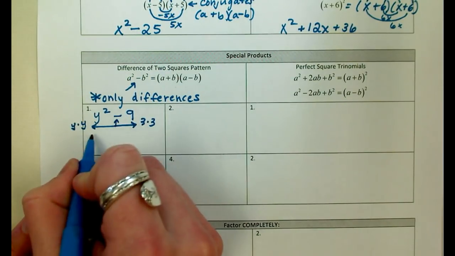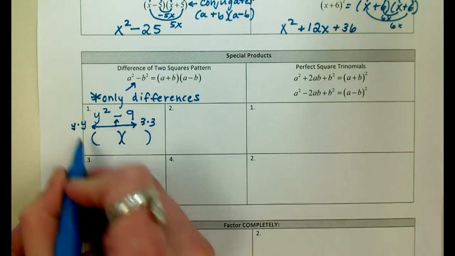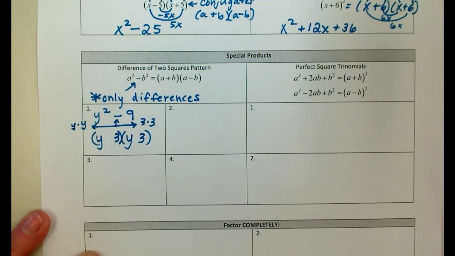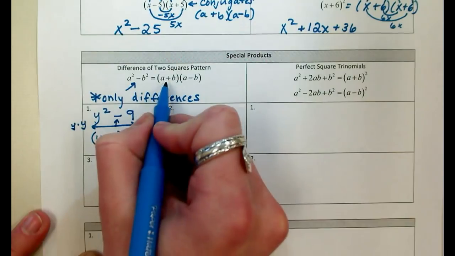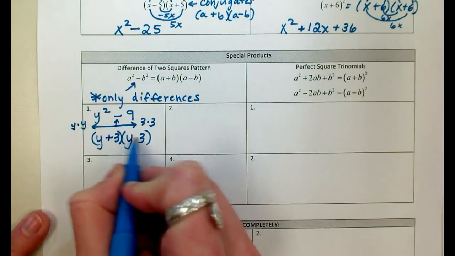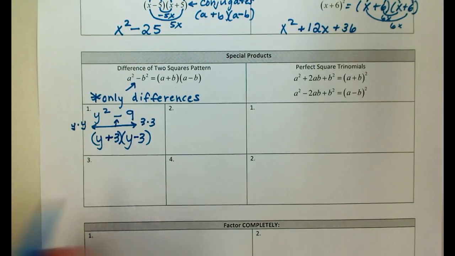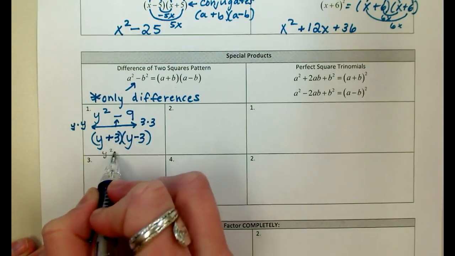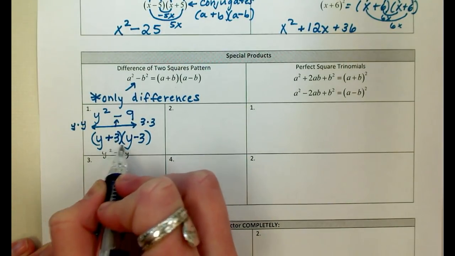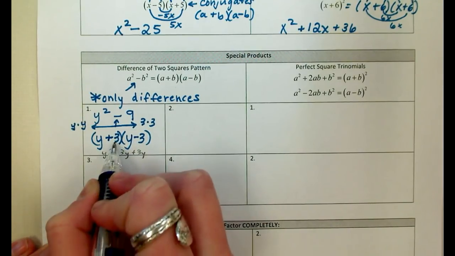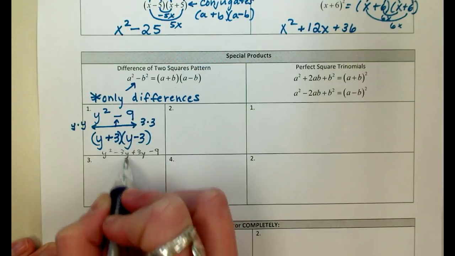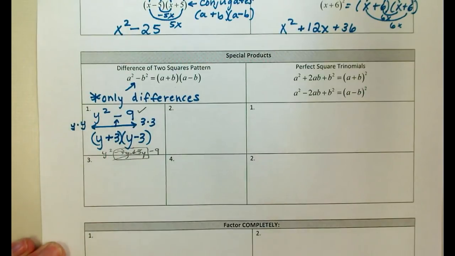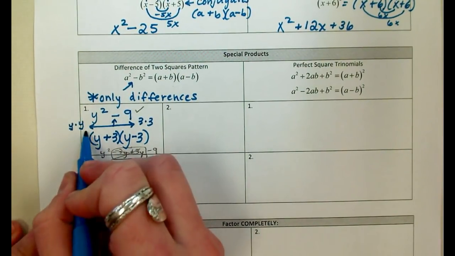So once we have this, we can write our answer, factored out, y times y, and 3 times 3. The sign that goes in between them is the fact that they're conjugates. One will be plus and one will be minus. And we can see if we multiplied this back out, y times y is y squared, y times negative 3 is negative 3y, positive 3 times y is positive 3y, and 3 times negative 3 is negative 9. My middle terms cancel out, y squared minus 9 multiplies back to my original. So this is my factored form.